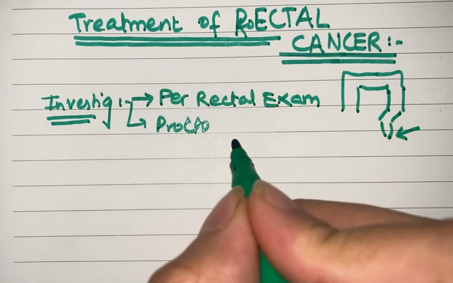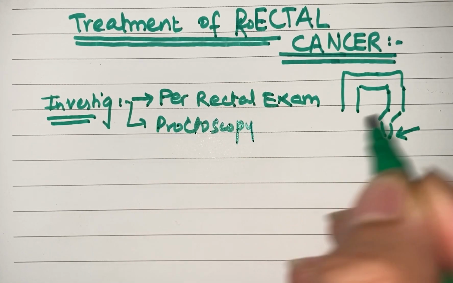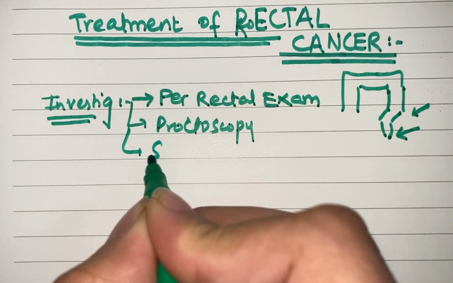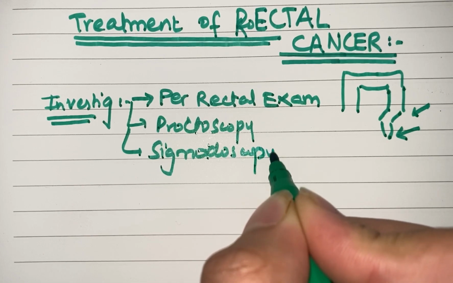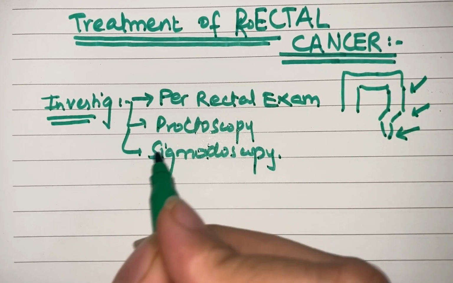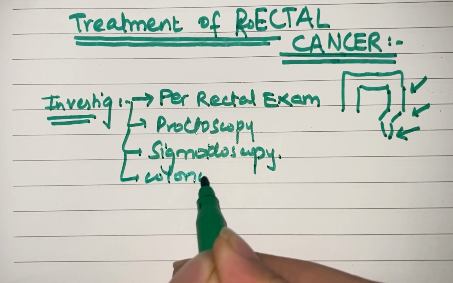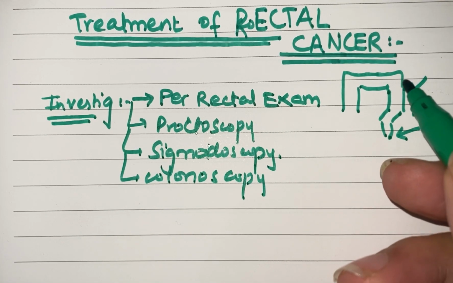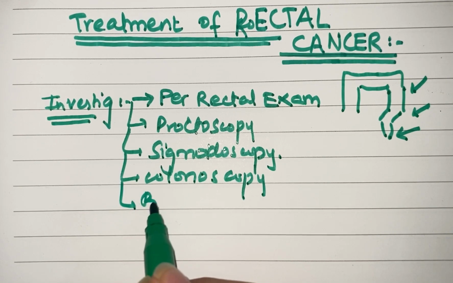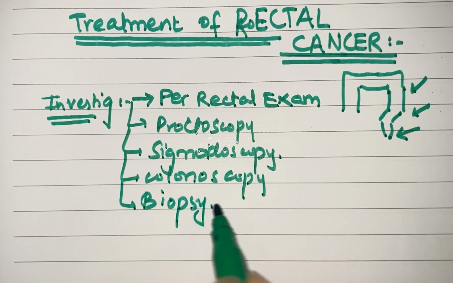Now we'll do the scopies. Proctoscopy for the rectum, for the sigmoid colon we call it sigmoidoscopy, and for the colon it is colonoscopy. All these scopies are done to visualize these areas, plus biopsy to see the tumor. Of course, biopsy is the standard test for identifying the tumor.